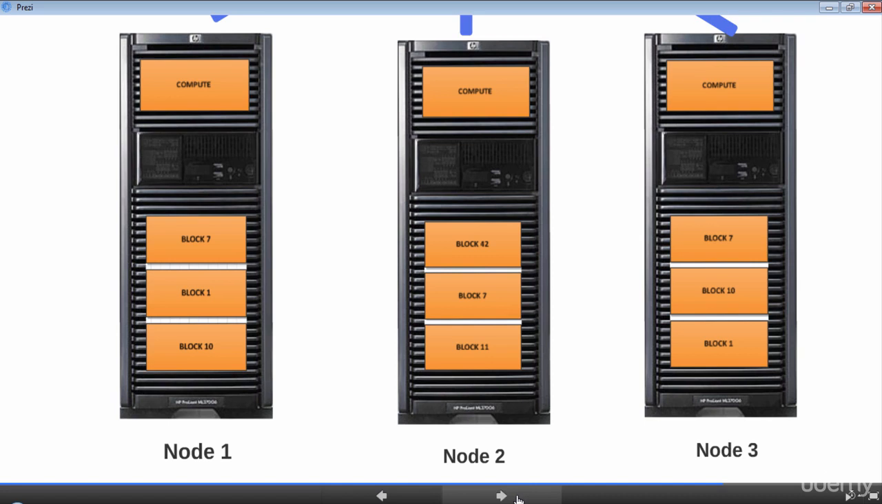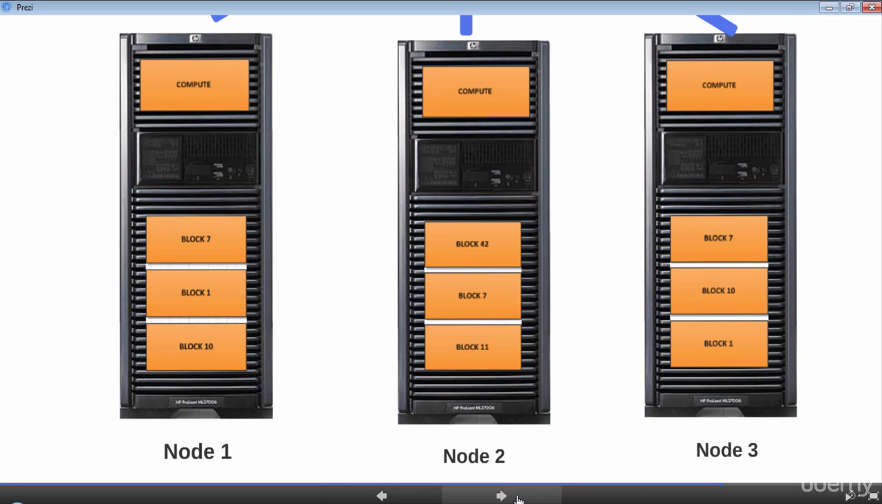So if block 1 is unavailable in node 2 due to a hard disk failure or corruption in the block, it can be easily fetched from node 3. So this means that node 1, 2, and 3 must have access to one another, and they should be connected in a network, right? Conceptually, this is great, but there are some challenges implementing it.